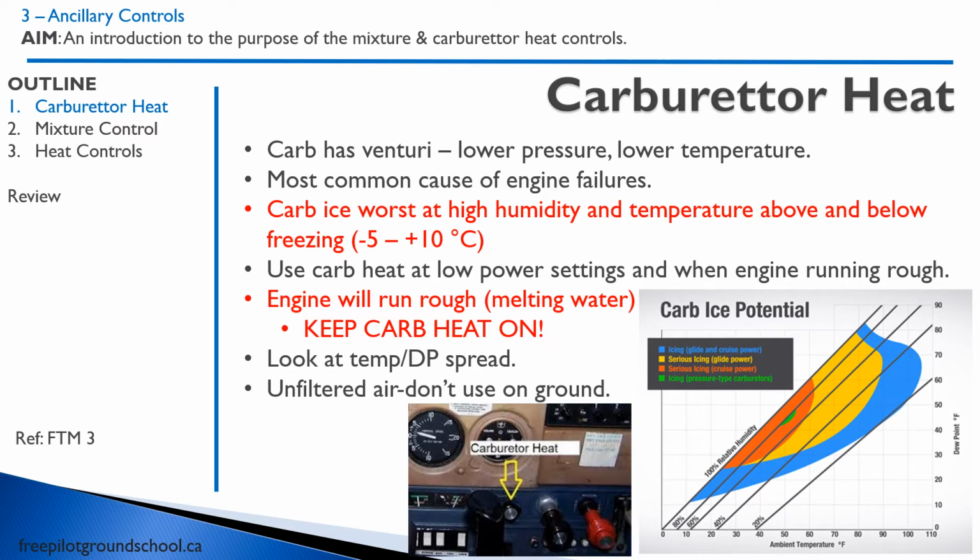If we look on the right, this is an example of kind of the risk, the carb ice potential. This image, I believe, is from Bold Method, so you can check out their YouTube channel and their website. So you can see when we have a narrow temperature dew point spread, that means kind of a high relative humidity. That's when we have the most serious or the highest probability of getting carburetor icing.